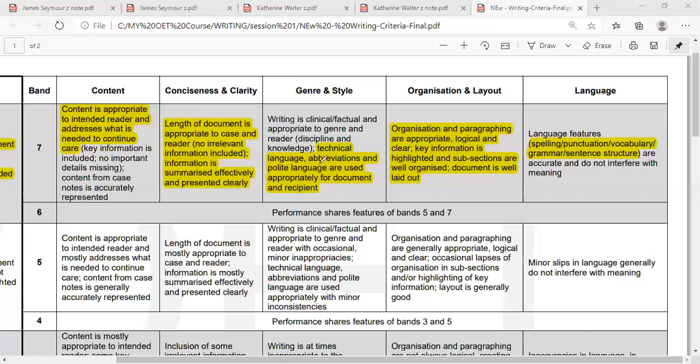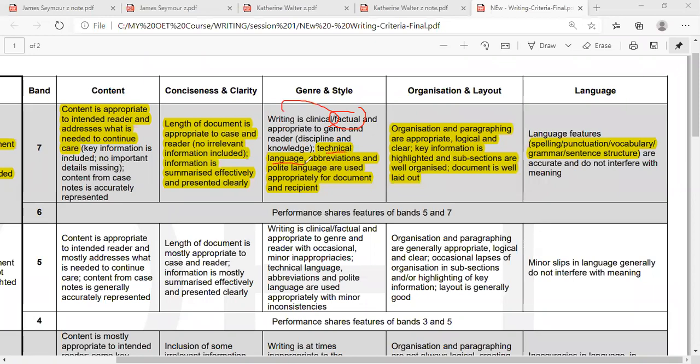All right. So what do I mean by clinical and factual? I mean that I'm writing a clinical letter. So there might be some clinical expressions. I should not overuse it. However, I need to express it in a technical way, and that's what we are going to learn during our sessions. That's why I'm saying we have to use technical language.